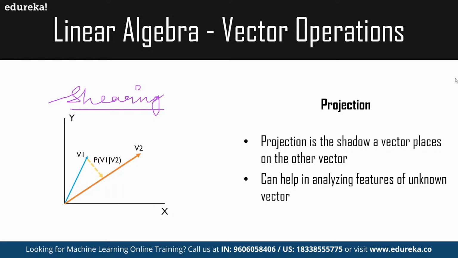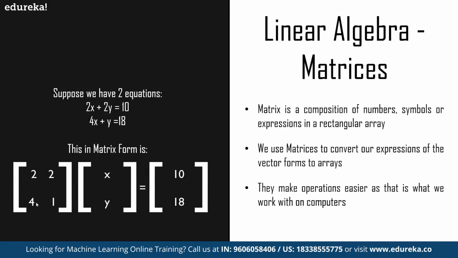Now let's move on to our next topic, where we are going to discuss matrices as a part of mathematics for machine learning itself. A matrix is basically a composition of numbers that you all have learned back in our school days. It is a composition of numbers, symbols, or expressions in a rectangular array. And we use matrices to convert expressions of the vector forms to arrays. They make operations easier, as this is what we work with on computers. That is what we can define as a part of the entire equation matrices here.